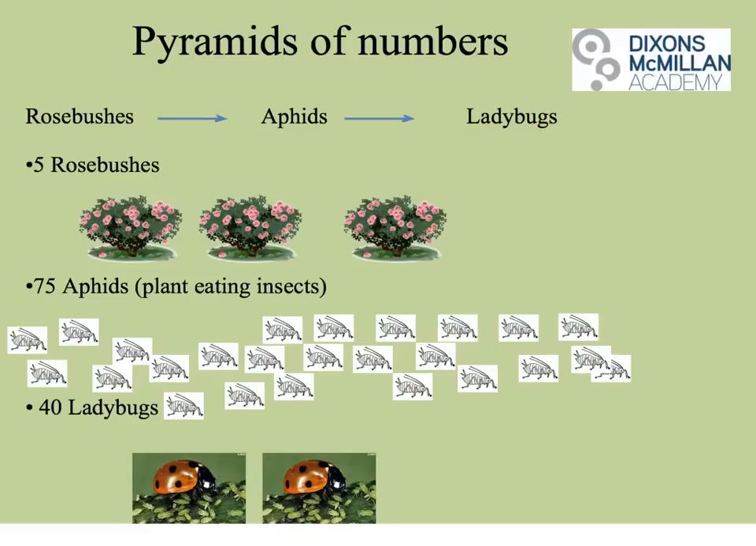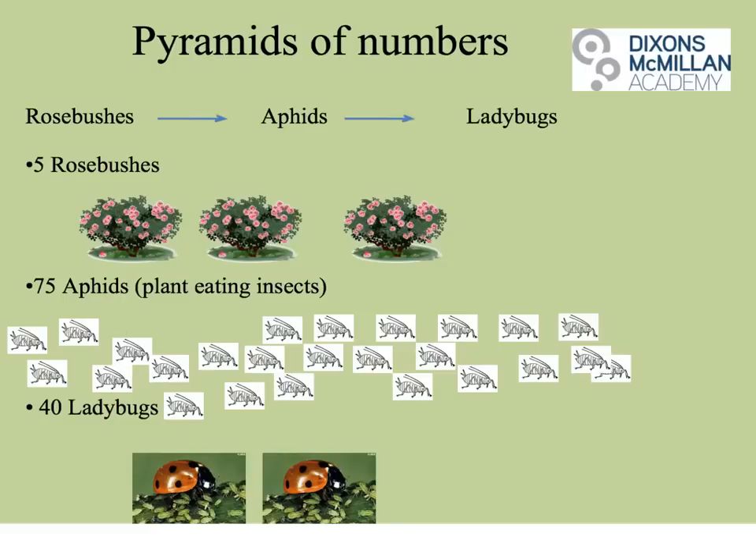So here we've got a picture of 3 rose bushes. I've actually written 5 there, so we have 5 rose bushes. On those 5 rose bushes, you find 75 aphids. There's lots of little aphids there, not quite 75, but 75 aphids. And feeding off those 75 aphids are 40 ladybugs. So that shows you the relationship between the 3 things. The rose bushes are eaten by the aphids, the aphids are eaten by the ladybugs, and this shows you how many are involved in that relationship.